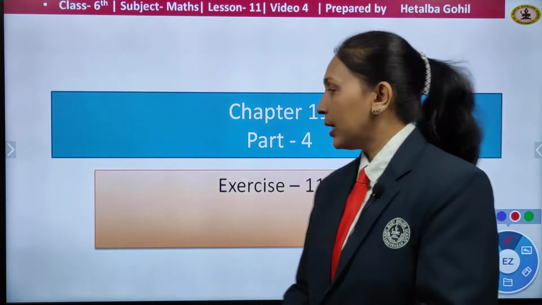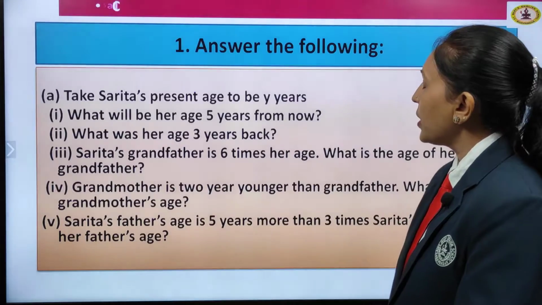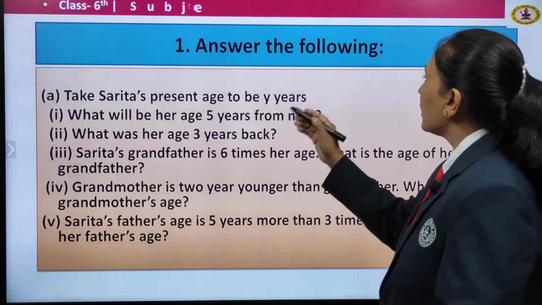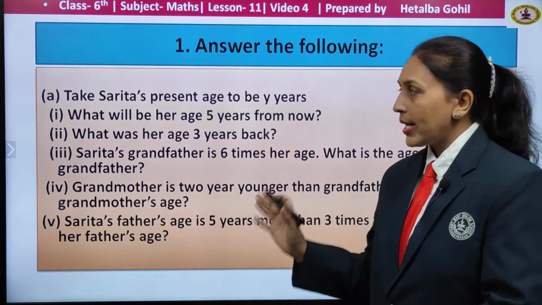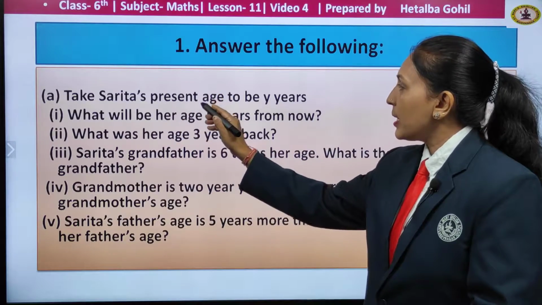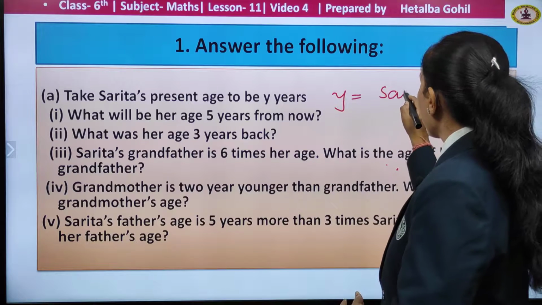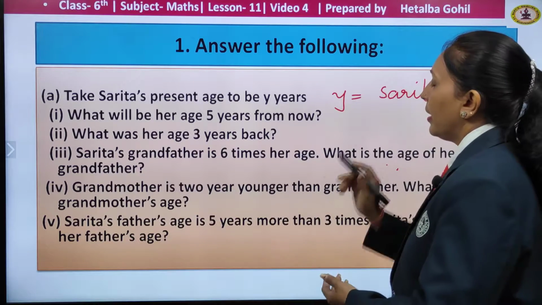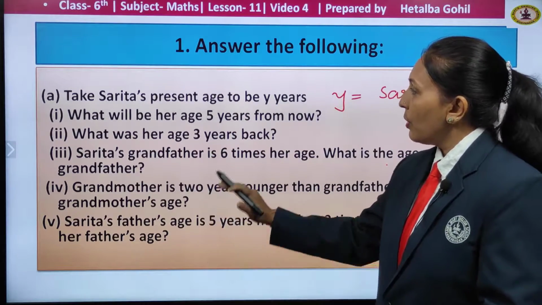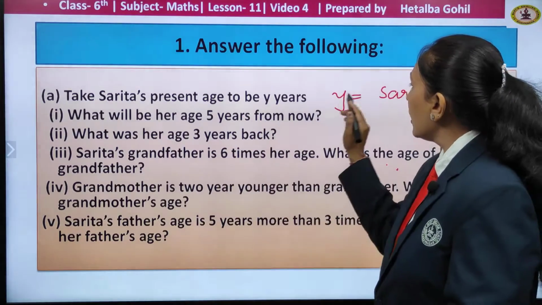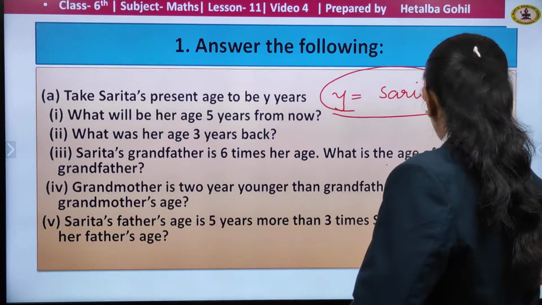Today in this video we will learn the next exercise 11.4. The first question we have here is: answer the following. Certain conditions are given according to which we have to form the expression. Take Sarita's present age to be y years. So Sarita's age is y. Now 5 different conditions are given to you. We have to form the expression using Sarita's age equal to y years. So let us see what it is.